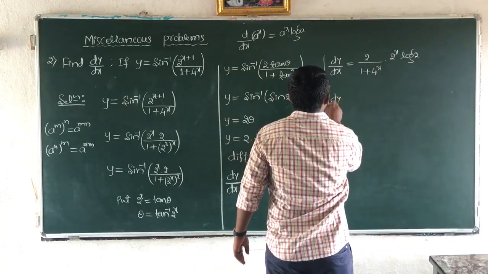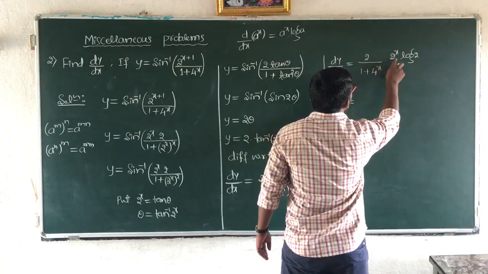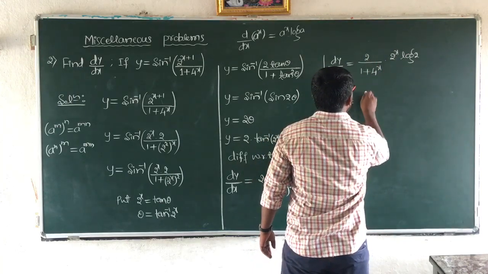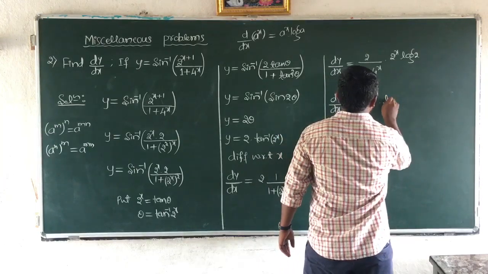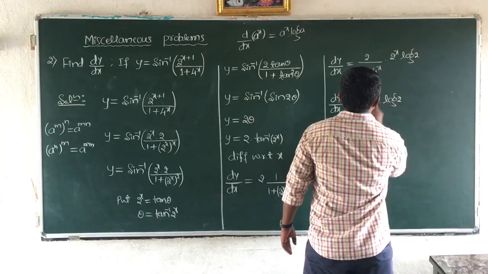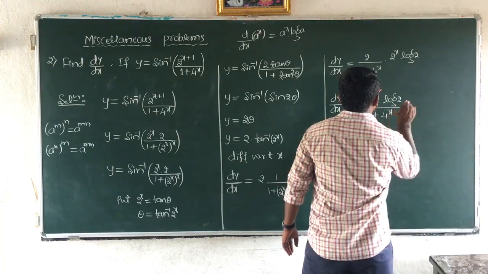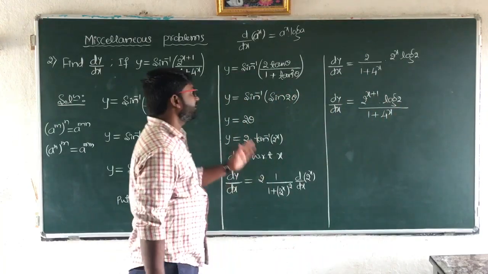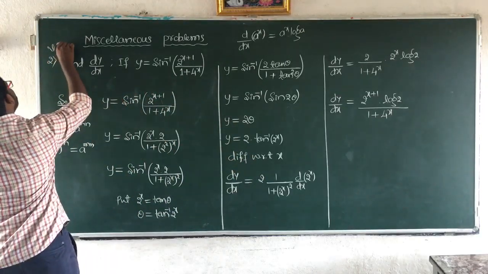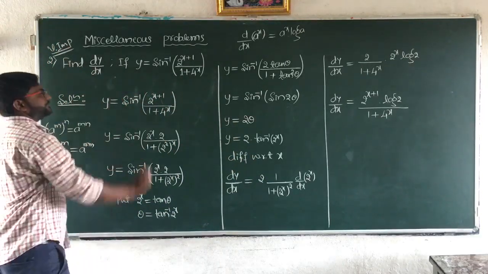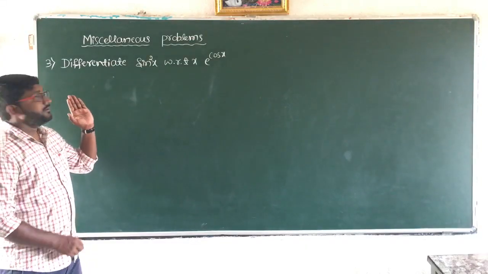Now dy by dx is equal to 2 into 2 raised to x, which can be written as 2 to the power x plus 1 into log 2, divided by 1 plus 4 raised to x. So this is the final answer. Mark this as very important for the annual exam. Well, let us solve the next question now.